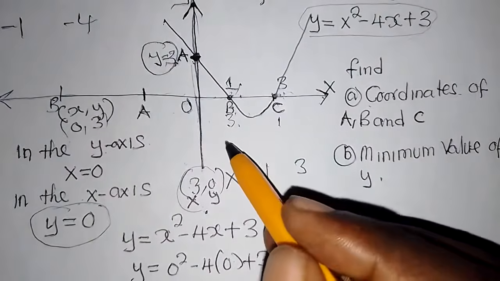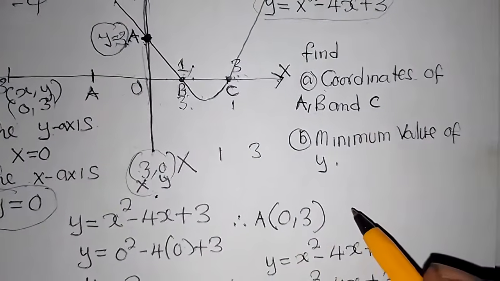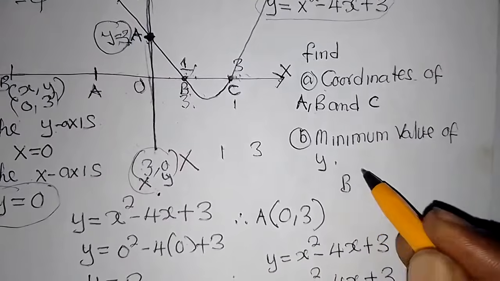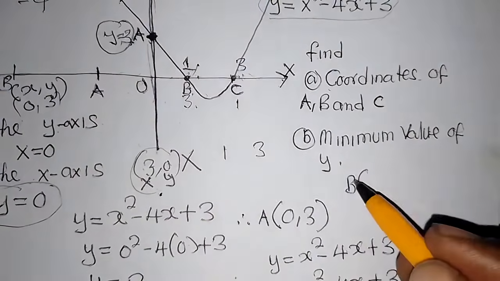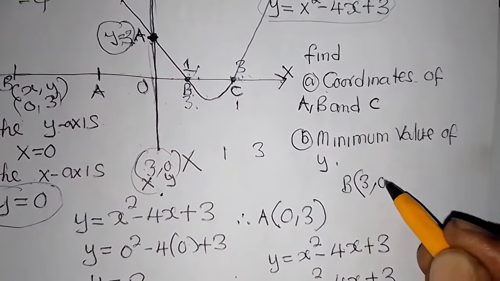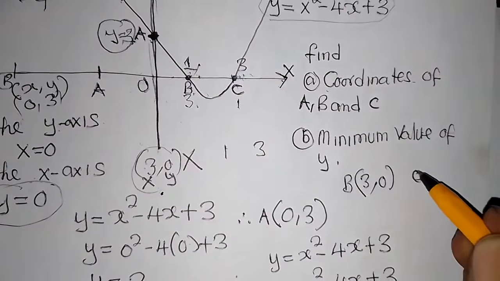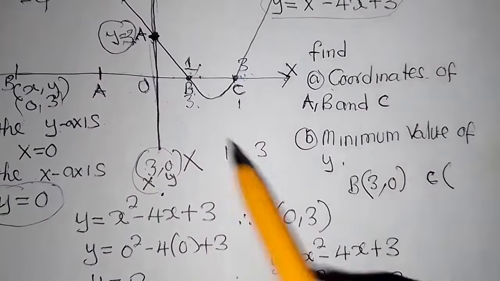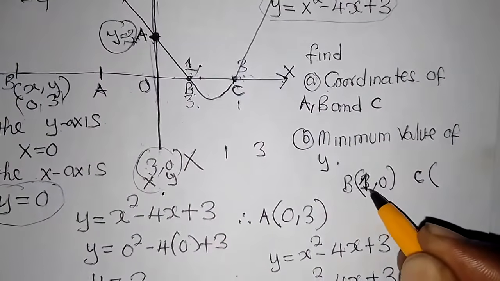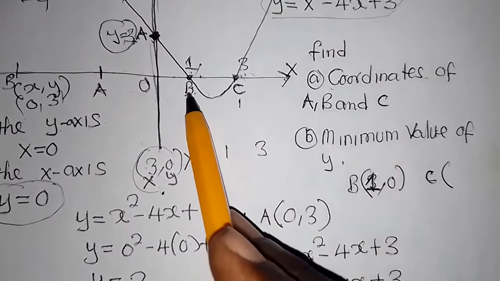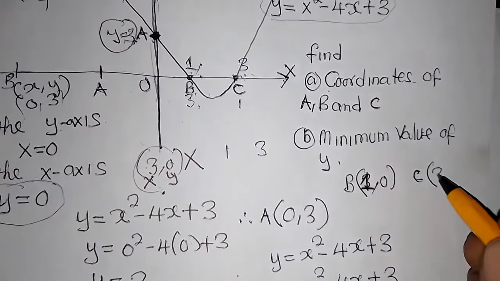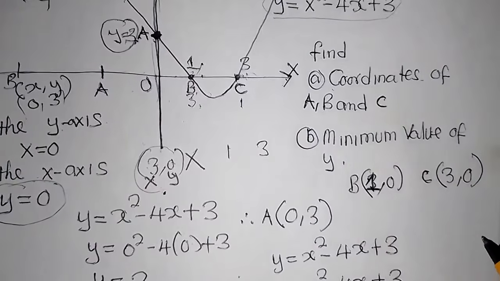So B, it is what? You go there. B is what? B, what is your B? Your B is 3, X is 3, Y is 0. What is your C? I mean, B it's 1. Sorry about that. B is 1 there. C is 3. So 3, 0. This is what you're going to do.